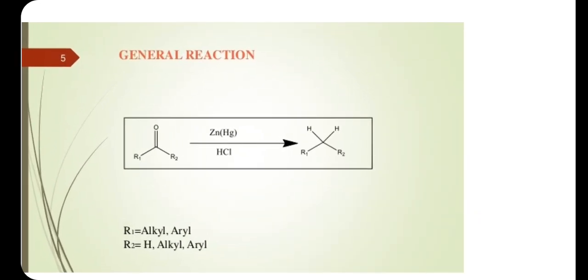This is the general equation format for the Clemmensen reduction. Here we take a ketone, that is a carbonyl compound, attached with R1 and R2 groups. R1 may be any alkyl or aryl group, and R2 may be hydrogen or an alkyl or aryl group. When this carbonyl compound is treated with zinc amalgam and HCl, it is converted to an alkane. This is the general form of the Clemmensen reaction.